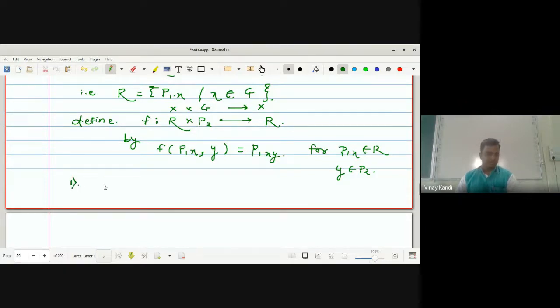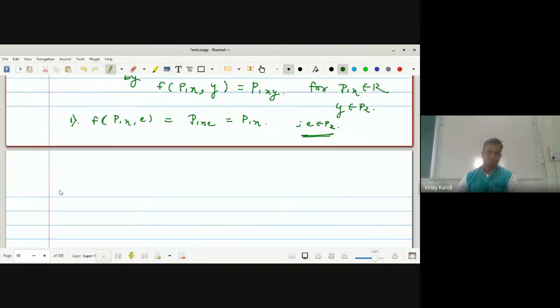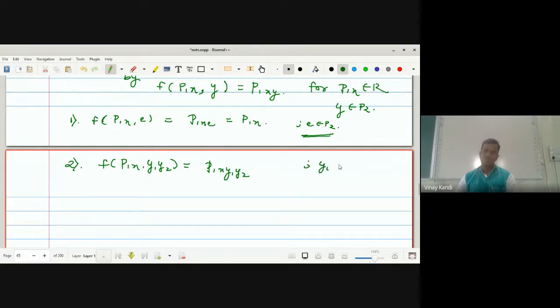f of P1 x comma e is equal to, by the definition of this function, P1 x e, but x into e is x. So the first condition holds, where e belongs to P2, the identity of P2. Second statement: f of P1 x comma y1 y2, by the definition of the mapping, is P1 x y1 y2, such that y1 and y2 are two elements belonging to P2. So this is equal to what?